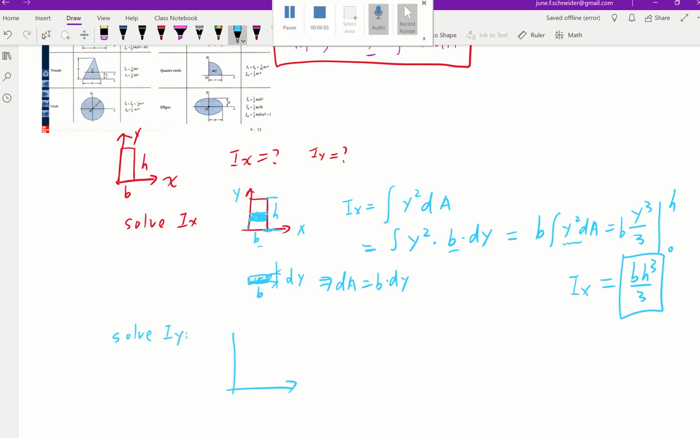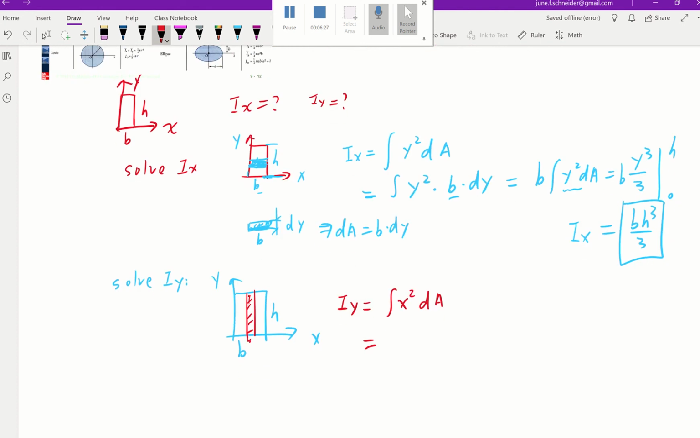So in order to solve Iy for this rectangle, same base and height, we're going to draw the rectangle strip that is parallel to y, which is vertical, and our formula will correspondingly be x squared dA. Now let's think about this rectangle strip. What's going to be the length here? That's going to be our dx, and the height here is going to take up the h. So in that situation, our dA for that rectangular strip will be h times dx.